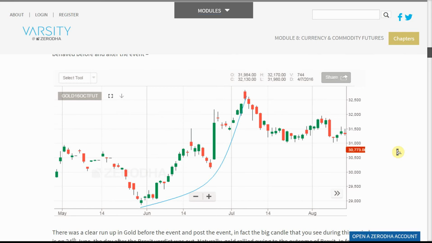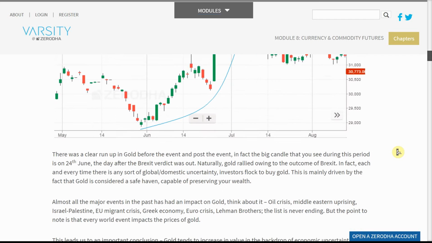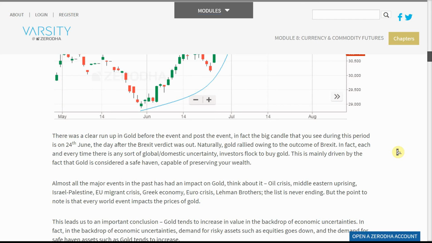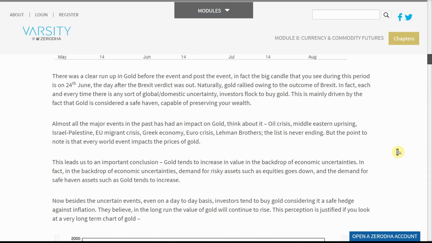In fact, each and every time there is any sort of global or domestic uncertainty, investors flock to buy gold. This is mainly driven by the fact that gold is considered a safe haven, capable of preserving your wealth. Almost all the major events in the past have had an impact on gold.